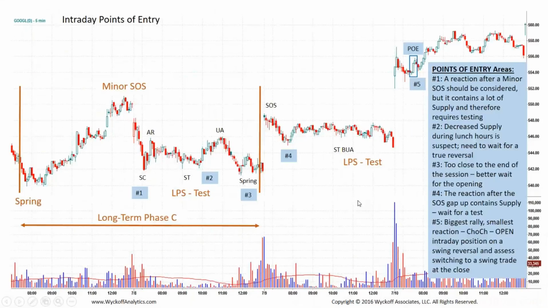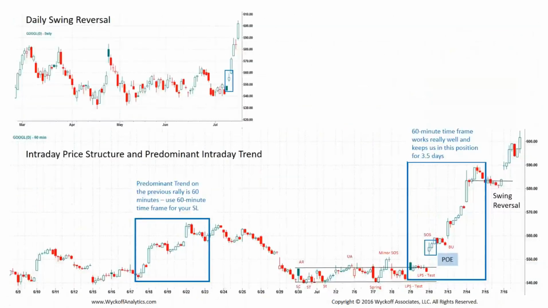Now let's look at more of the intraday action, and let's see where we could potentially have a point of entry. So as we are expecting a sign of strength on the intraday basis, as we see the gap, we are probably thinking that this gap is our first commitment to the upside.